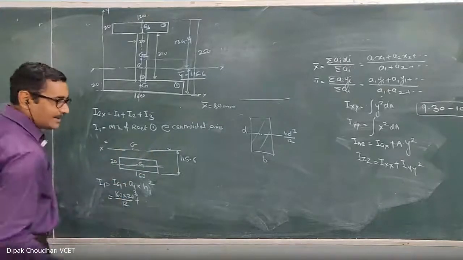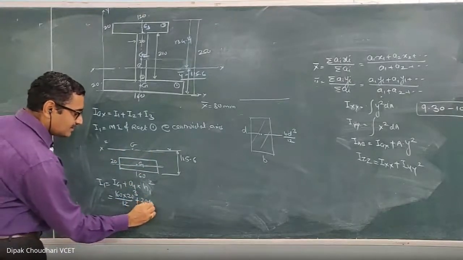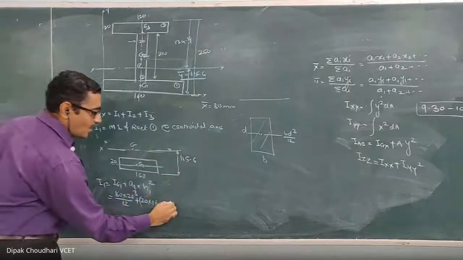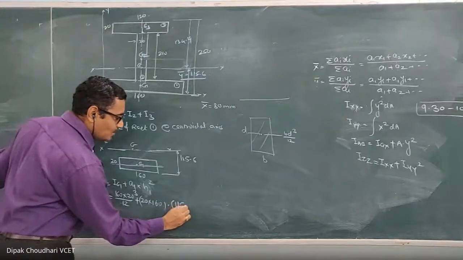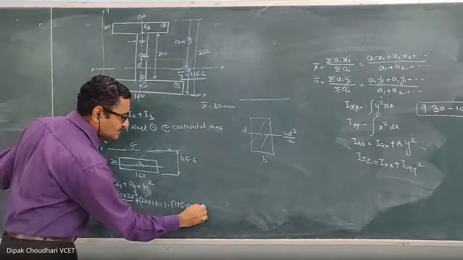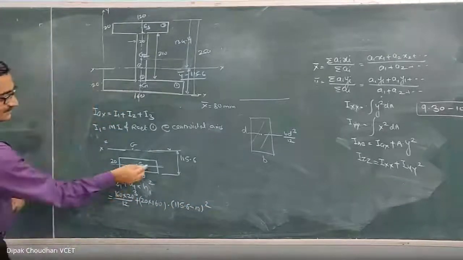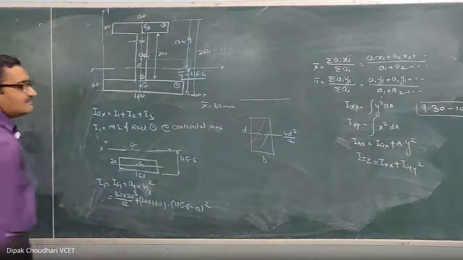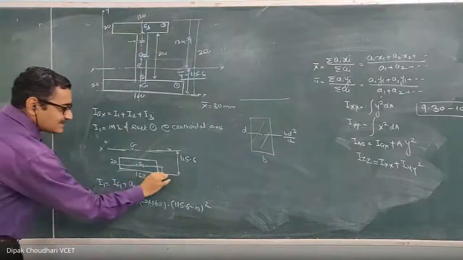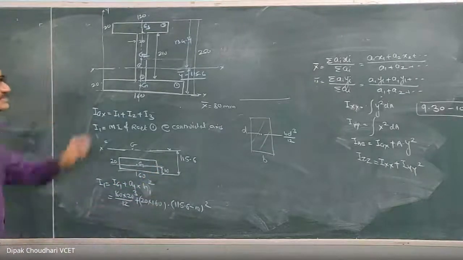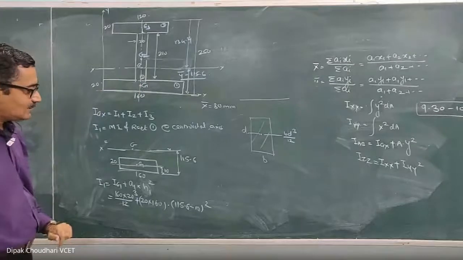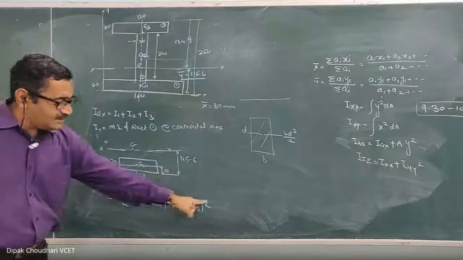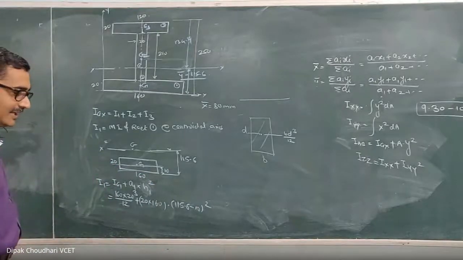So add the area of that rectangle, 20 into 160, into the square of the distance. Now, how much is the distance? It is 115.6 minus 10, whole squared. Have you understood this? We want the distance between these two. From the extreme bottom line, this is 115.6 and this distance is 10, the distance of the centroid from the bottom. So what will be the distance between the two parallel lines? It is 115.6 minus 10 whole squared. You can write it directly also.